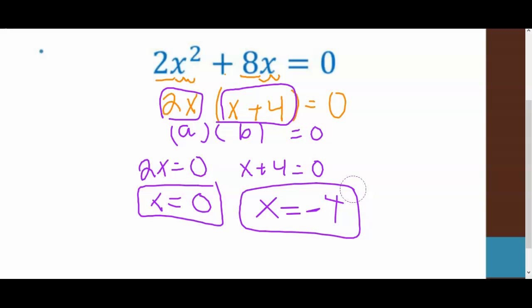2 answers for almost all of them. Why? Because it's a quadratic. Quadratics typically have 2 answers. Keywords are typically.